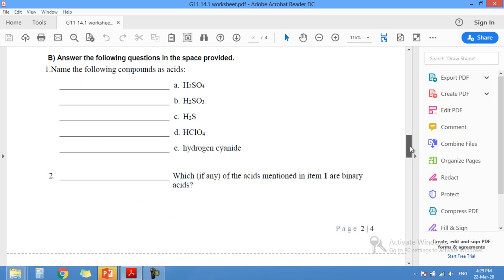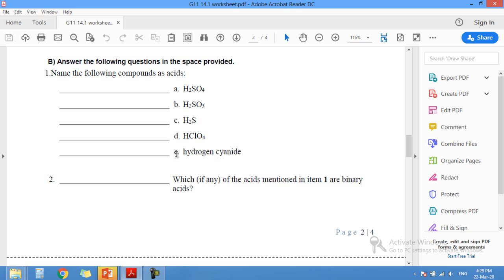For this we have already answered it, except E, hydrogen cyanide, which has the formula HCN. So its name will be hydrocyanic acid. So let's move to number 2. Which, if any, of the acids mentioned in item 1 are primary acids? The answer is C, only H2S.